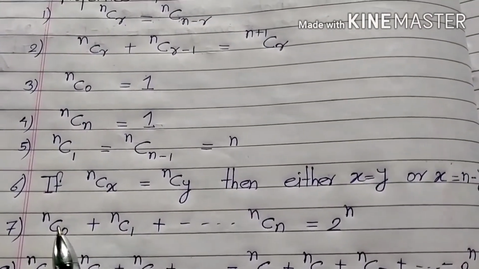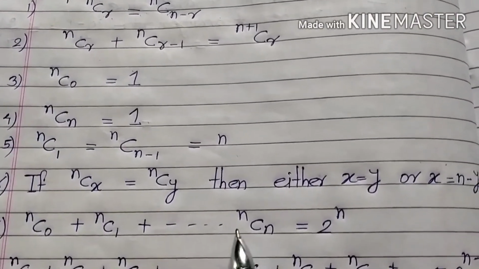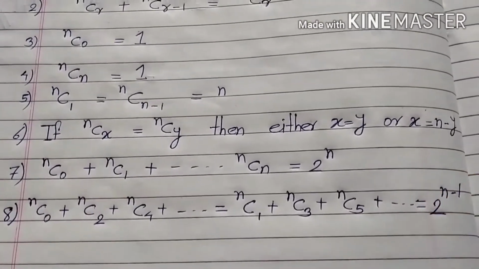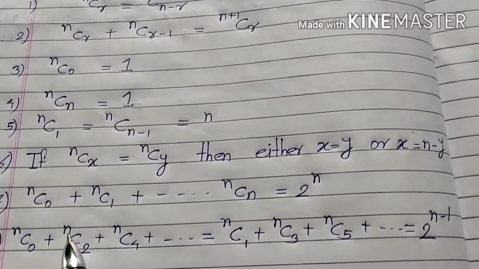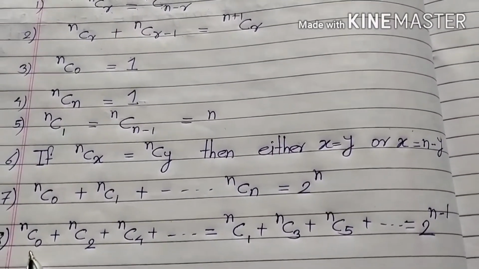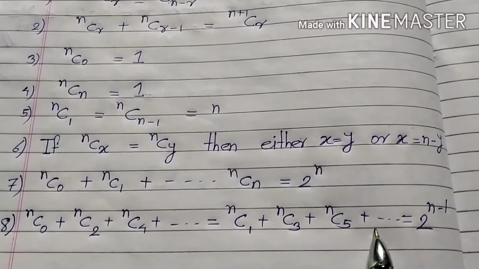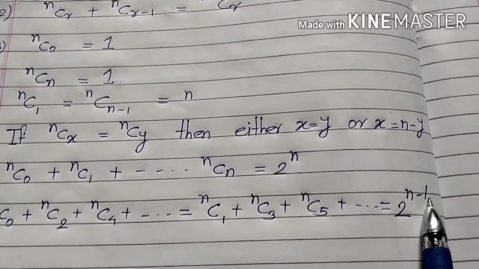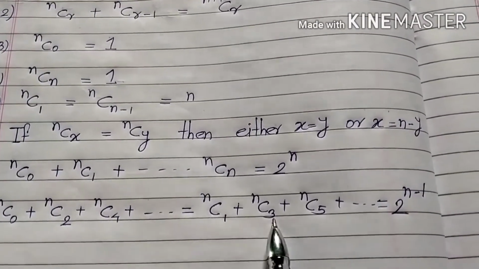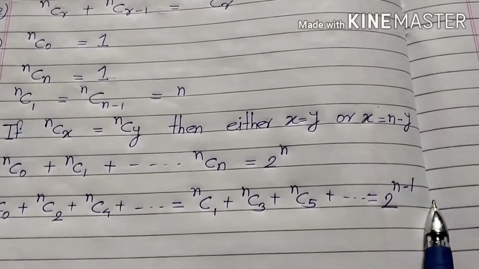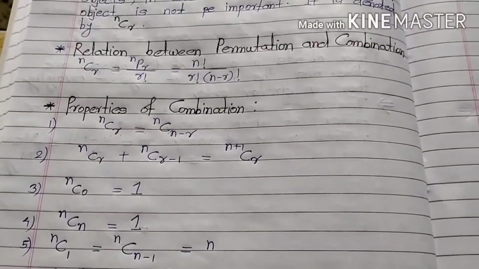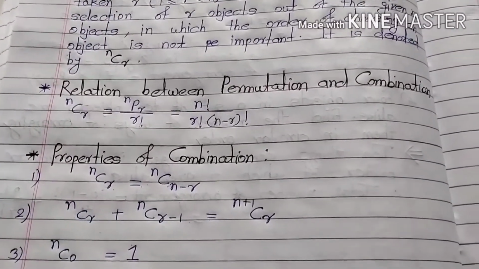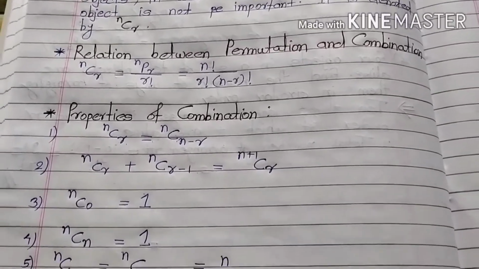Seventh property, nC0 plus nC1 plus nC2 and so on up to nCn is equal to 2 raised to n. Eighth property, nC0 plus nC2 plus nC4 means this is the addition of even terms, and nC1 plus nC3 plus nC5 is the addition of odd terms. Then the addition of even terms is given by 2 raised to n minus 1, and also the addition of odd terms is given by 2 raised to n minus 1. So these are some properties of combination, and this is one formula of combination. It is useful to solve examples on combination.